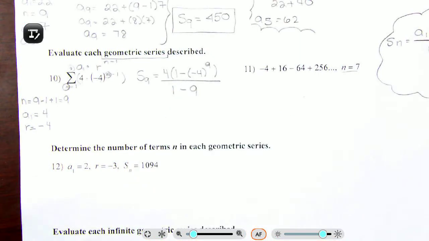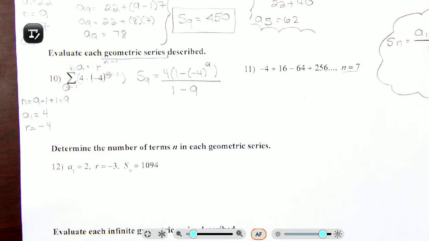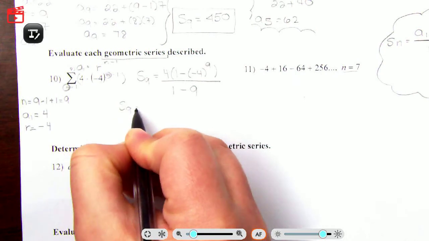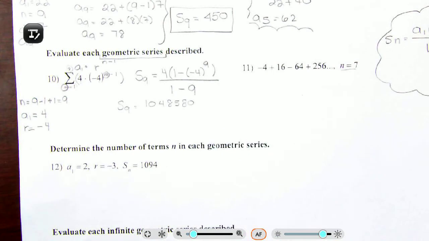So let's take a look what this is. Negative 4 to the 9th power is a big number. So what I'm going to do instead is I'm actually going to just type all of this in my numerator into my calculator just like it looks like. So I'm typing in 4 parenthesis 1 minus parenthesis negative 4 parenthesis to the 9th power parenthesis. Okay, and I'm going to write that down. So S sub 9 is equal to this big number. And that's all being divided by negative 8.